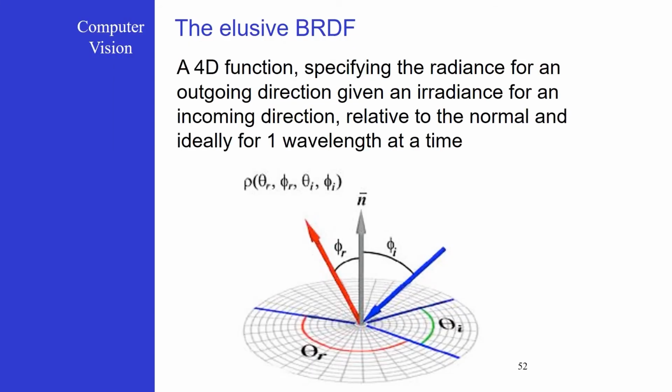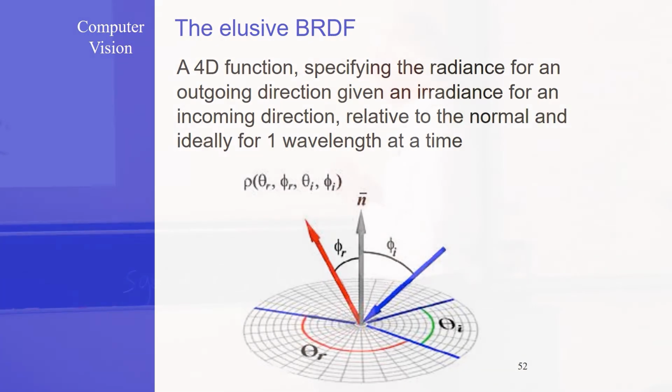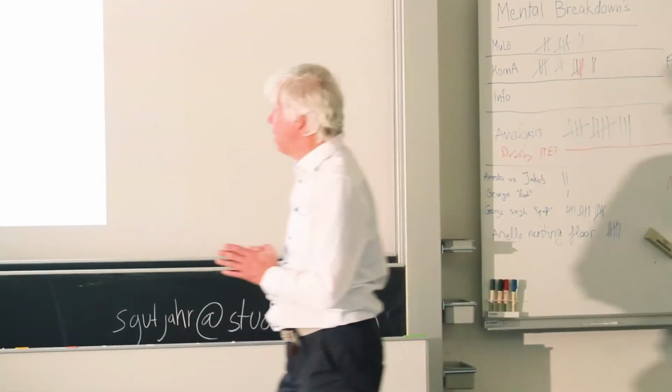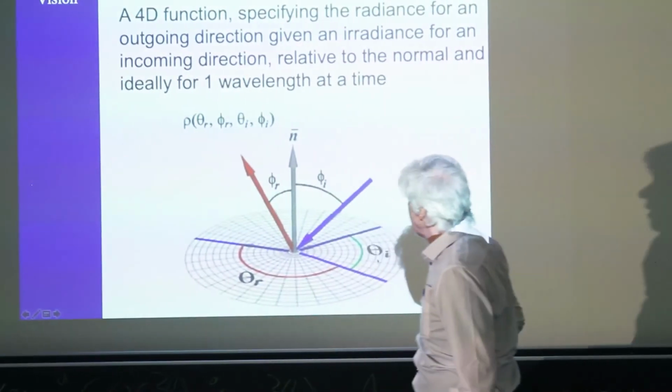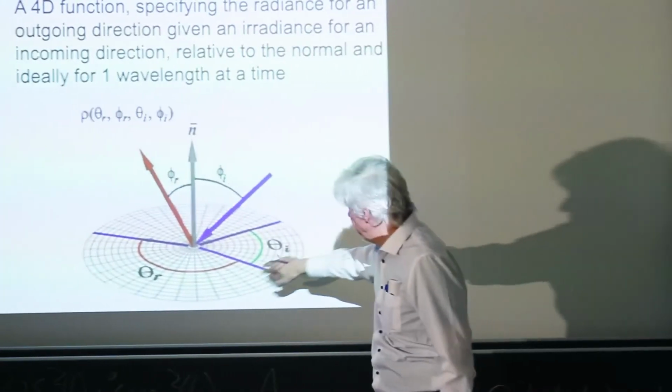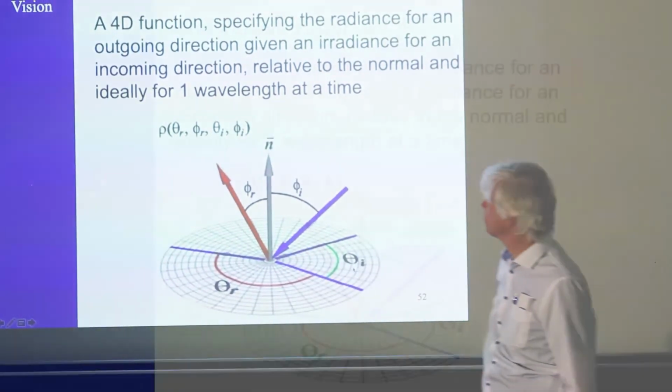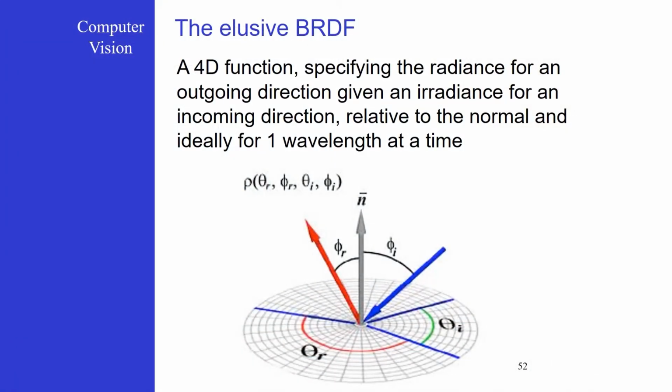It's a 4D function specifying the radiance for an outgoing direction given an irradiance for an incoming direction relative to the normal and ideally for one wavelength at a time, but as I said, often not quite so dependent on the wavelength so that you don't have to care too much about that part. But 4-dimensional. This is a specification for the different angles here. You see the definitions down here. So it's a 4-dimensional function.